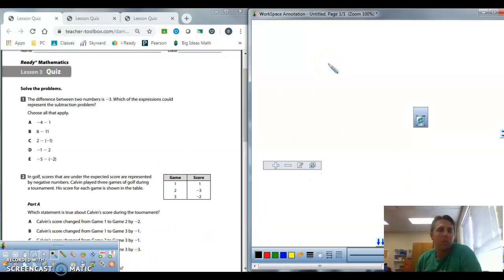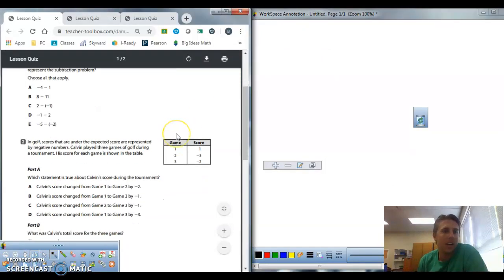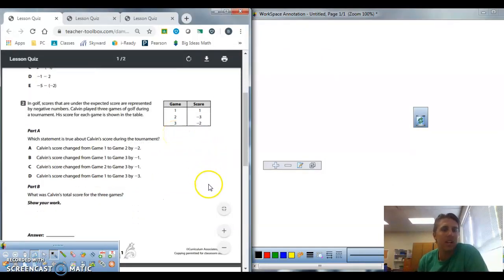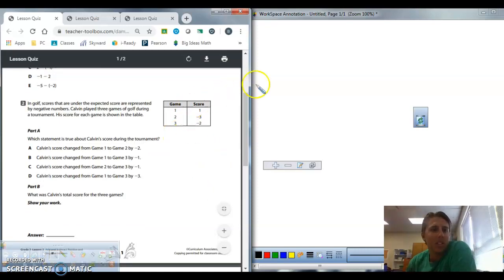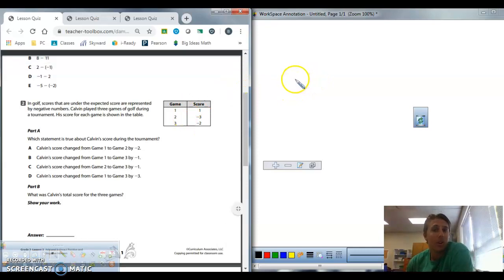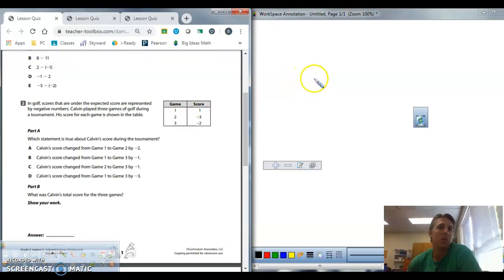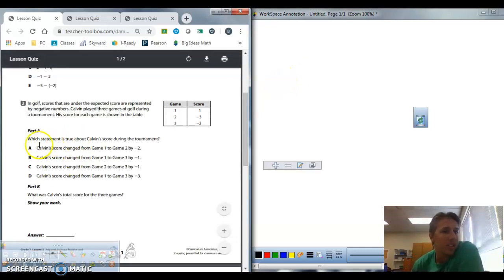Clear that there. We'll go to the next one here. In golf, scores that are under the expected score are represented by negative numbers. Calvin played 3 games of golf during a tournament. His scores are shown. So those are all 3 of his games. You want to find out what his total game is. Or in this case, actually, you have to read these statements and see which ones are true. Again, it says choose all that apply. Okay? Actually, no, it doesn't in this one. It says which statement. Just one statement. So you know you're only going to have one answer. Okay? So which statement is true? That helps you out, knowing that you're only going to have one.